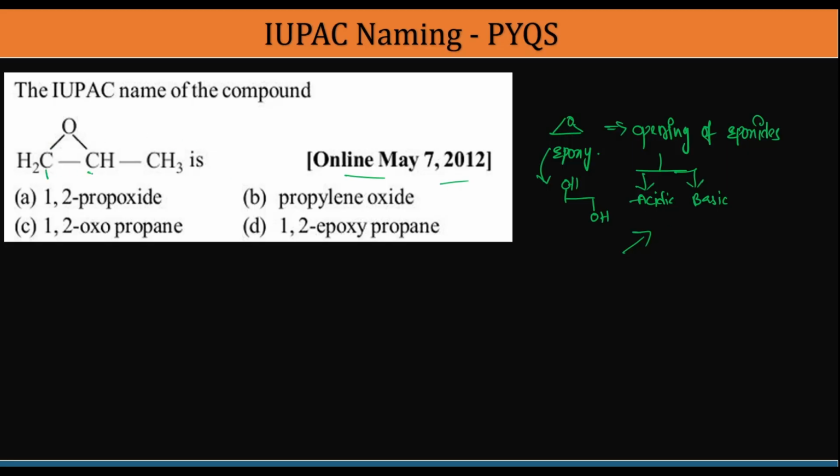So you just give numbering from here. So it is 1, 2 epoxy. How many carbons are there? 3 carbons, so it is propane. So option D is correct. 1, 2, epoxy propane. Thus, simple.